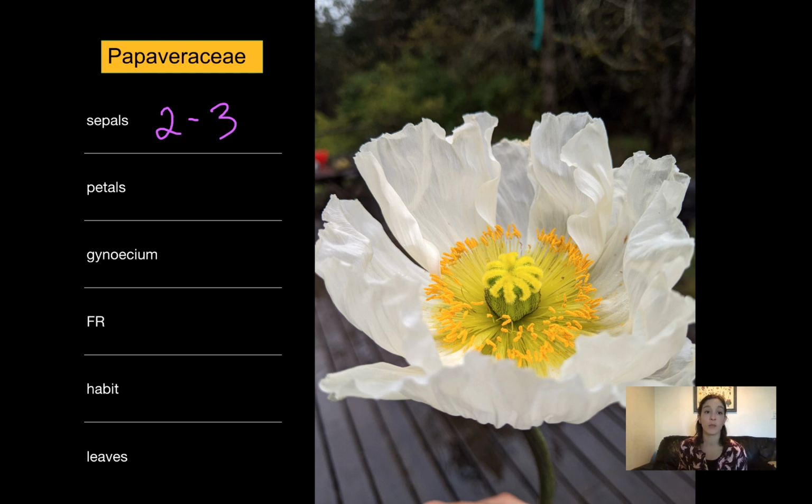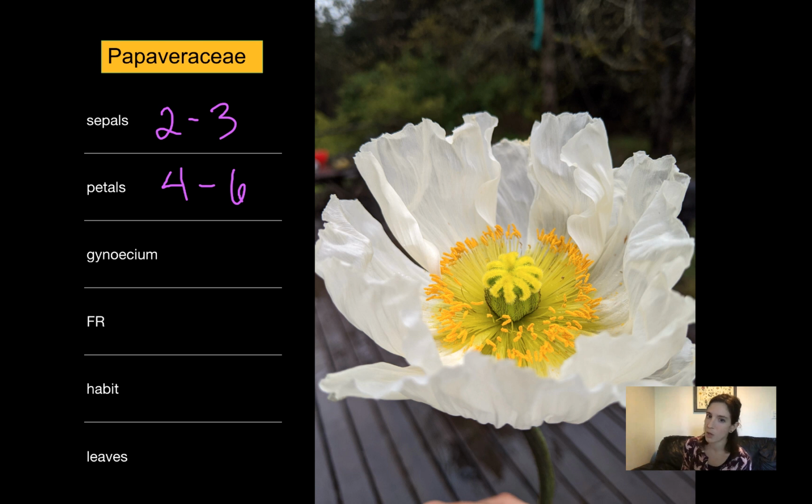The petals, there will generally be twice as many petals as there are sepals. So in other words, 4 to 6. The sepals are generally deciduous. The petals are often wrinkly. So in this picture, we can see those petals are very, very wrinkly. And the sepals, we actually can't really see them in this picture. And maybe that's because they already fell off because they're deciduous.